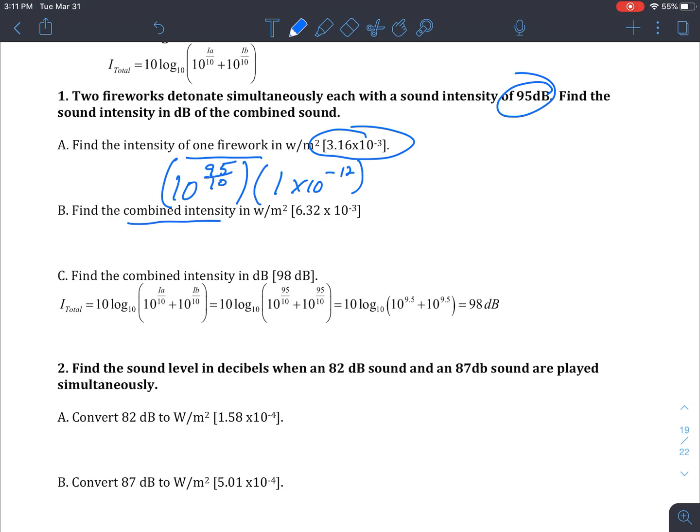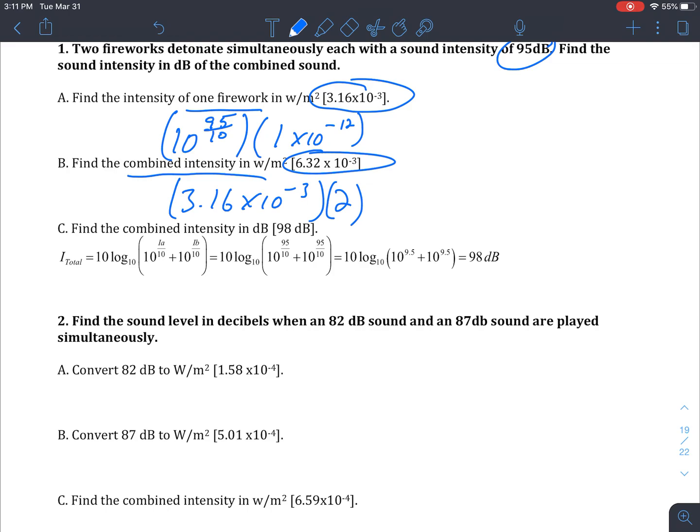Now, what if we have those two intensities? Since we're already in that linear scale, we could just take that answer that we just got and multiply it by 2 to get our answer that's on our packet. That's only because we're already in that linear scale. When we're in a linear scale, we could just do math like we normally do and add or multiply by factors of how many speakers or fireworks we would have in this case. So that's one benefit of converting to that other scale.